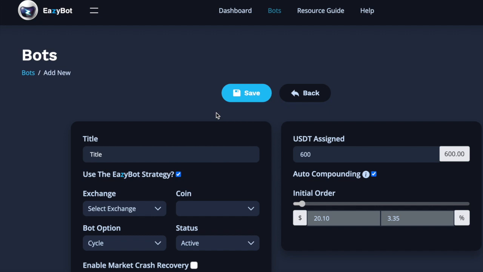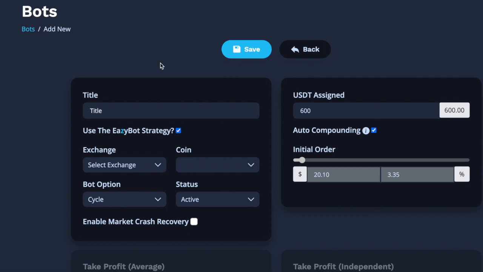EazyBot have updated their bot strategy, and I'm going to cover that in this video today. So if you're creating a new bot, there's some changes that they've done right at the top here. So let me just show you.